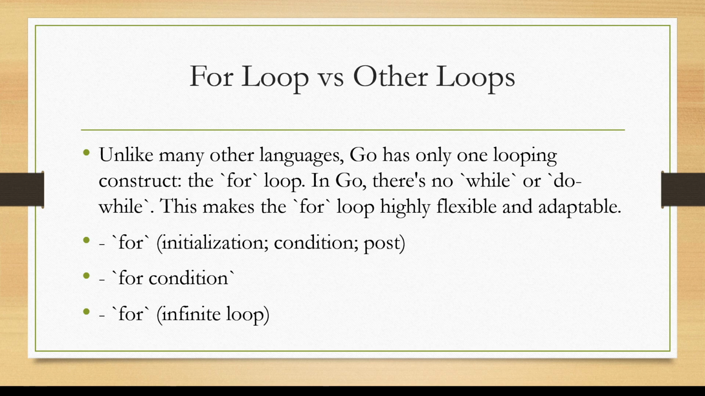So first we have the classic format: for initialization, condition, and post. This is your regular loop, like counting from 1 to 10. Very useful when you know exactly how many times to run something. And next is the condition-only version, for condition. This works just like a while loop in other languages. You set up the variable outside the loop and just keep looping while the condition is true.